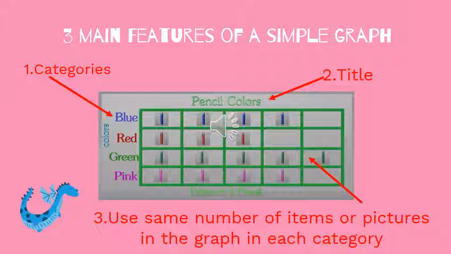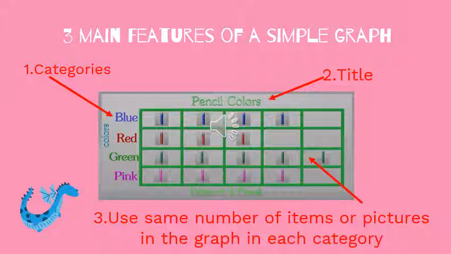There are 3 main features of a simple graph. This graph's from the clip that we've just watched. The 3 things are categories, number 1, and they're down the side of the graph on this graph. You can also have them down the bottom of the graph. They're blue, red, green, and pink for the colours of the pencils. You see there's also the word colours there.